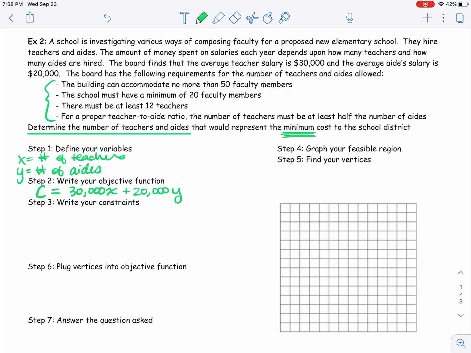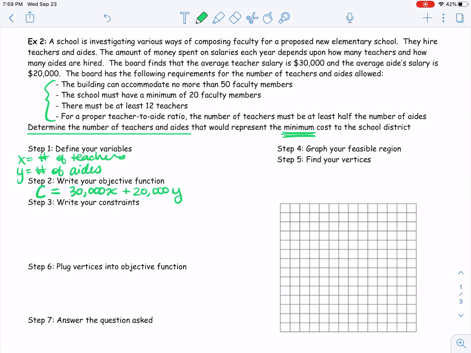That's their salary. And so if I know the value of X and I know the value of Y, then I can get that cost for the school district, if that's the only thing that they're worried about is the salary. Okay. So that's the objective function.